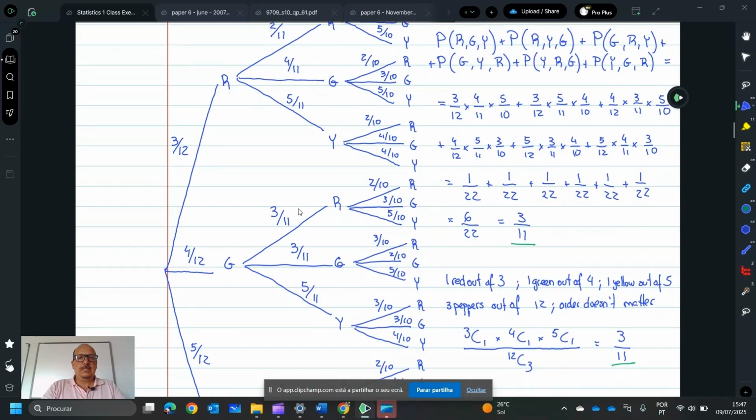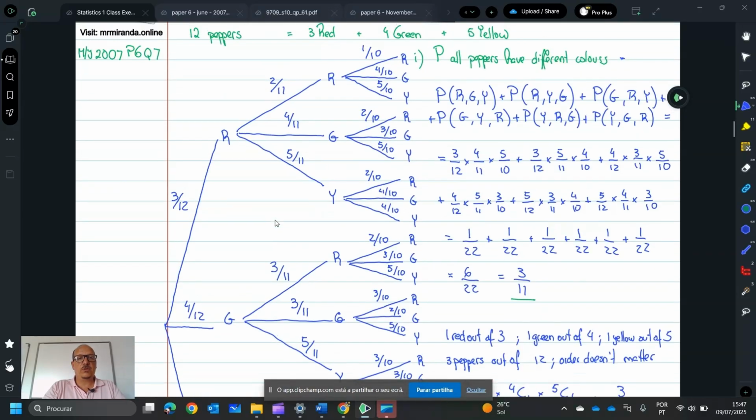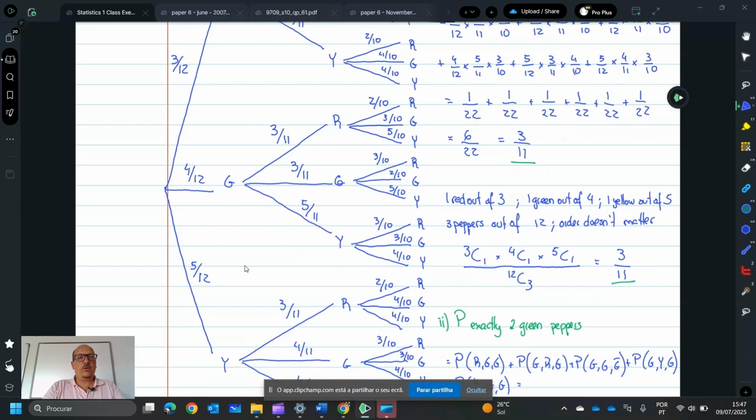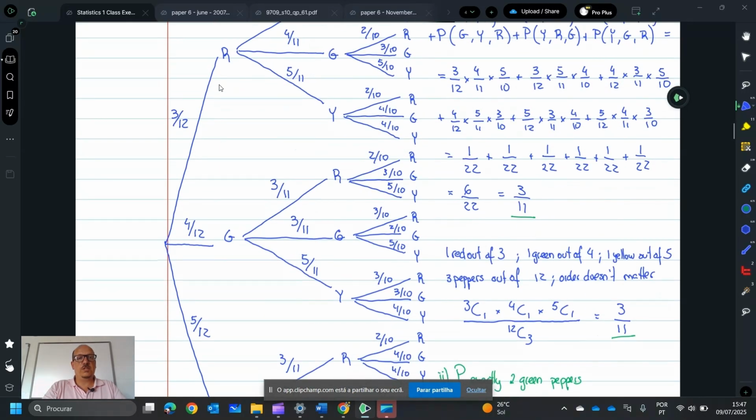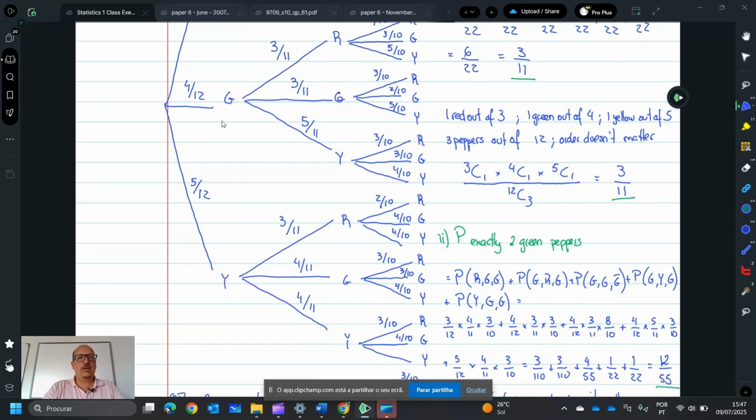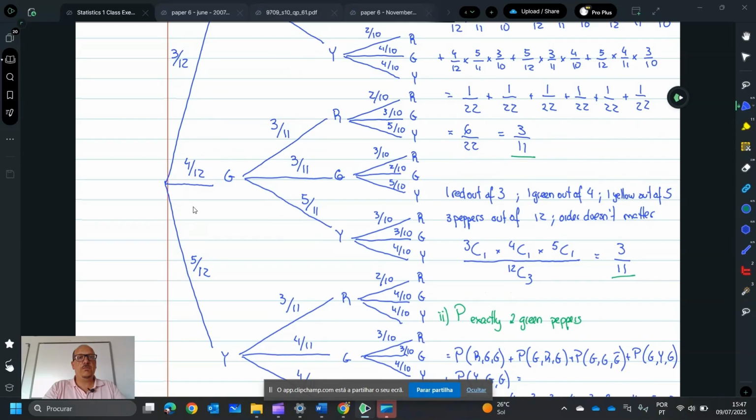all right? There is a way for you to solve these questions without the use of the probability tree, but I want you to get a visual representation of what's going on first, and then I'll go to the more analytical method. All right, so once the first pepper is taken, this corresponds to this event over here. It can be red, green, or yellow, and you have the corresponding probabilities here.